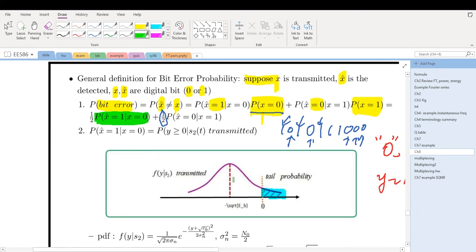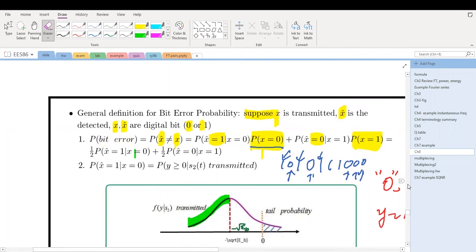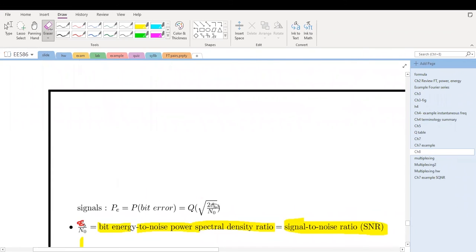Now this probability, we know, is a tail probability. When 0 is transmitted, the PDF function is this. The mean is minus square root EB. The error occurs when the value of y is greater than 0. We know the probability of y greater than 0, this tail probability, equals the Q function of square root of 2EB divided by N naught. And we have the same value when 1 is transmitted but the decision is 0. And we sum them up. There's a half here, there's a half here. The probability of error is really just one term.